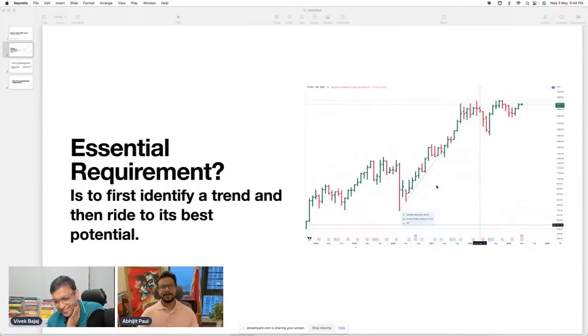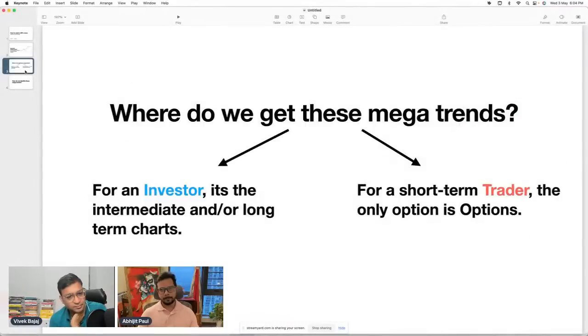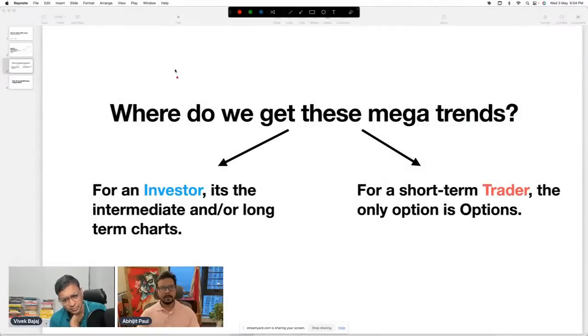With this, let's see how we can identify and ride the trend. Now, where do we get these mega trends? ये mega trends कहाँ मिलेगा अपने को? Let's say 285% trend जहाँ से हम लोग 50% निचोड़ के निकल जाएंगे. Where do we get them? Now, अगर एक investor point of view से बात करें, of course we have to look at intermediate and long term charts. ये daily chart से या intraday chart से अपने को तो मिलेगा नहीं. So we have to shift our attention to weekly and monthly charts, especially monthly charts.